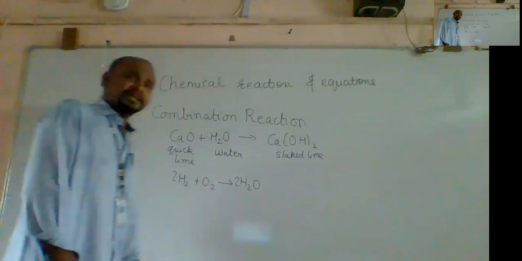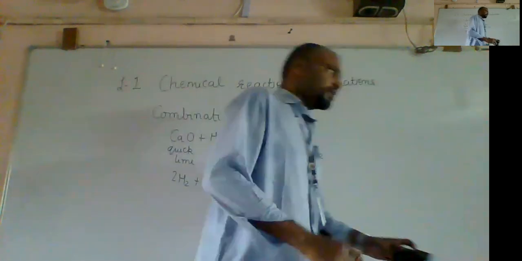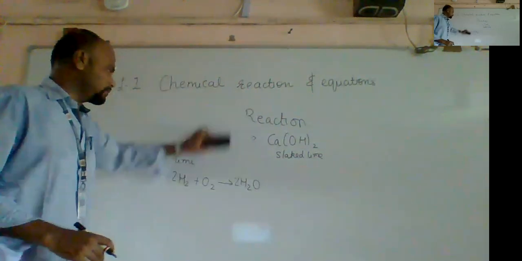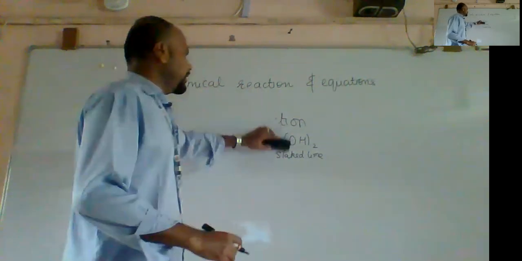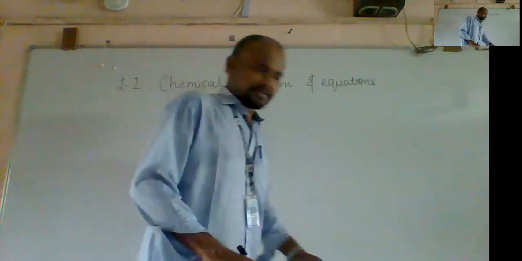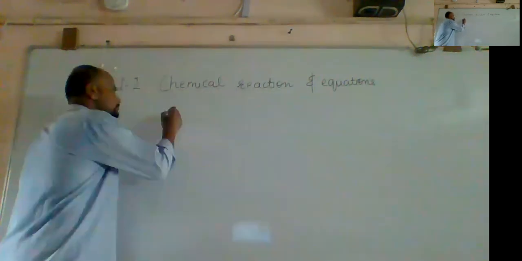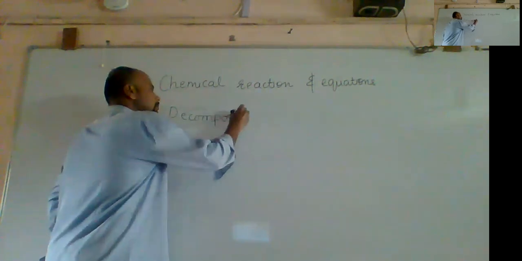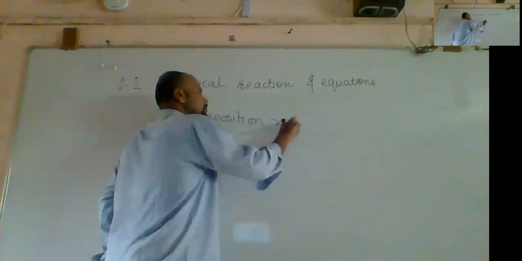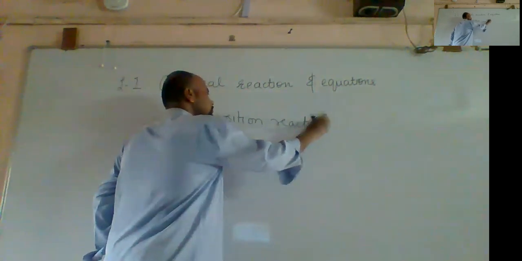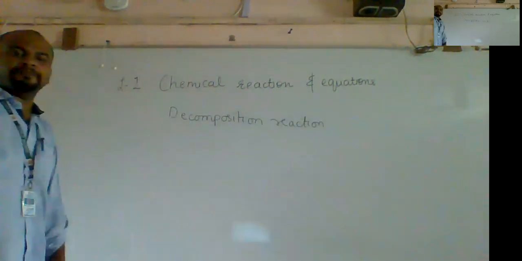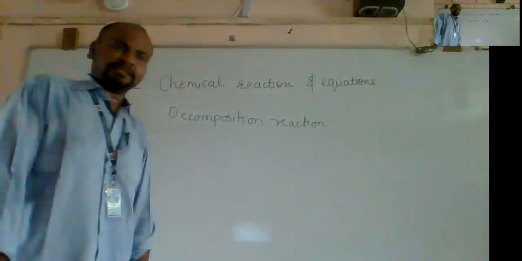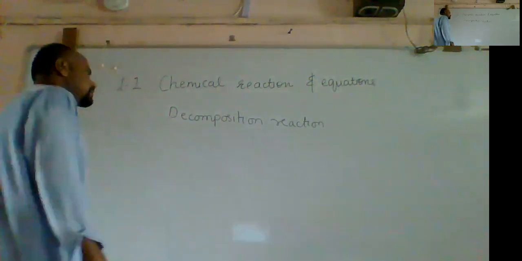The next reaction is the decomposition reaction. A decomposition reaction means a reaction in which a single compound or a single substance is broken down into 2 or more substances. For that, let us take an example of ferrous sulfate crystals. Take some ferrous sulfate crystals in an evaporating dish. Keep it on a Bunsen burner.